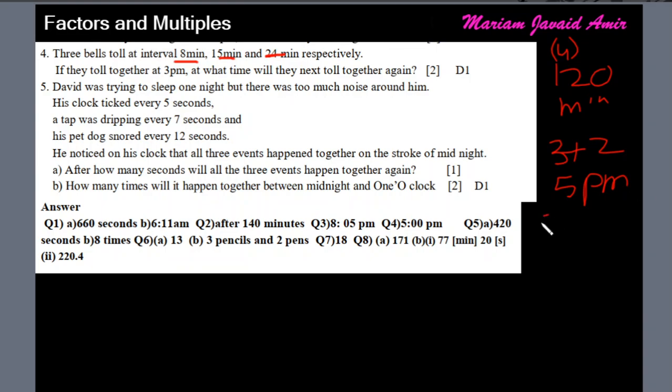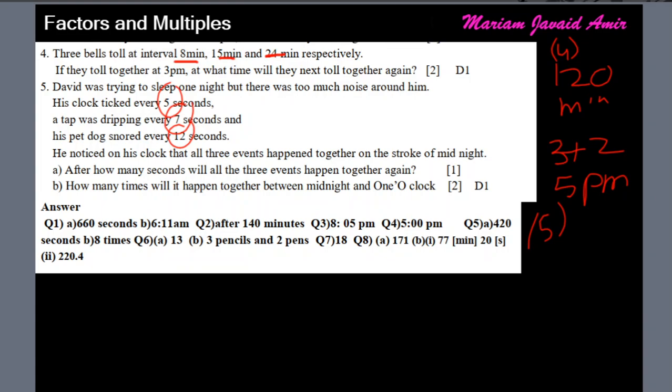And similarly in question 5, David was trying to sleep one night, but there was too much noise around him. His clock ticked every 5 seconds, a tap was dripping every 7 seconds, and his pet dog snored every 12 seconds. He noticed on his clock that all three events happened together at the stroke of midnight. After how many seconds will all these three events happen together again? So that is your cue.